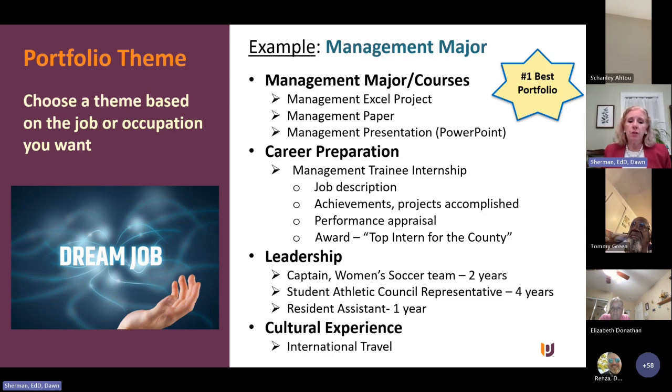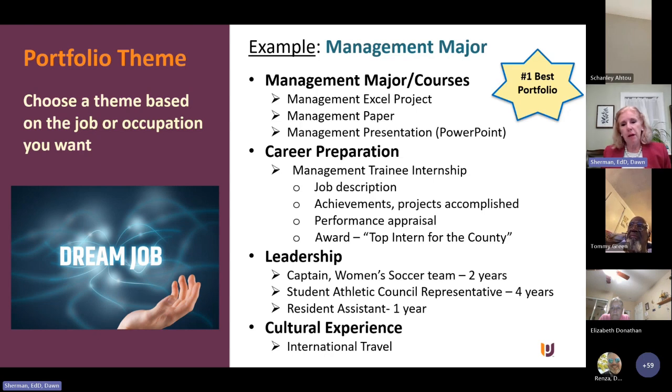And then under leadership, she was captain of the women's soccer team. So she wrote about that. She put in a picture of her and her team, and she talked a little bit about what that experience is like and what she learned. She was on the Student Athletic Council for 4 years, and she was an RA for a year. Then another category she put in, and I always recommend you put in something that's really personal about you, was international travel. She had traveled with her family and gone to several countries, so she put in pictures about that.